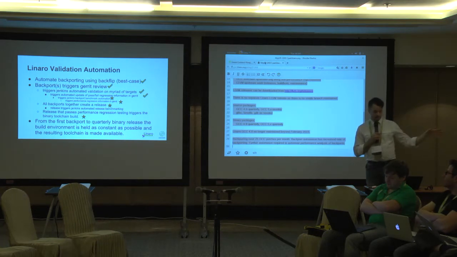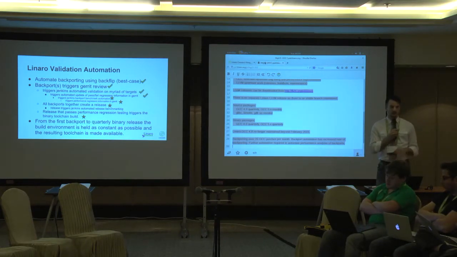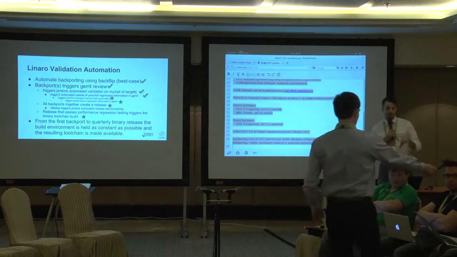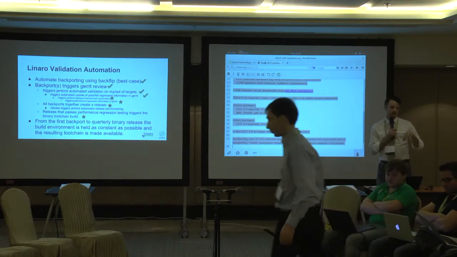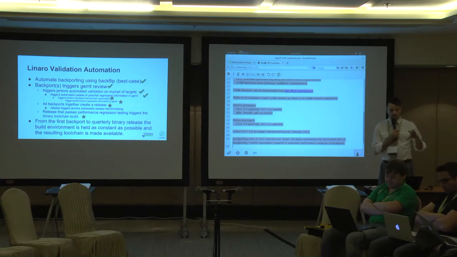So from the first backport to the quarterly binary release, we want to hold the build environment as constant as possible, so that the resulting toolchain is as stable as possible. So we're moving away from a system where backports were validated in an environment that was different than the environment that was used to build the toolchain, that was different from the environment that the user would run the toolchain on. So we're trying to close the loop.